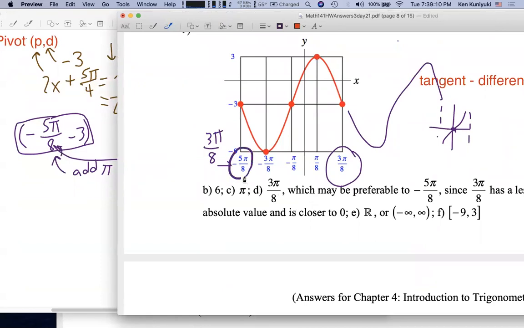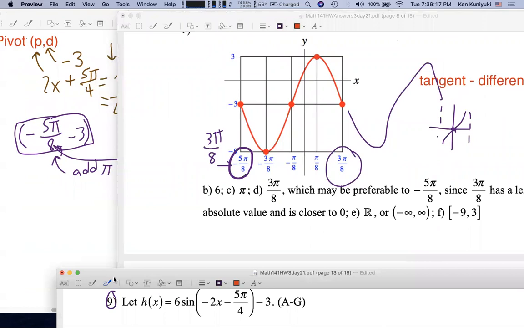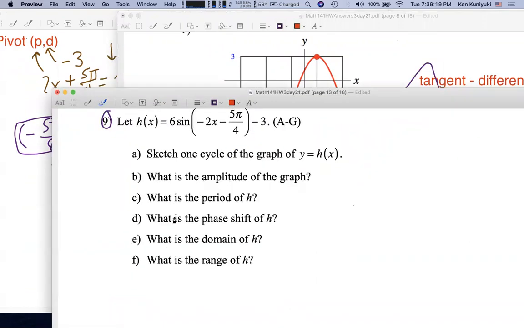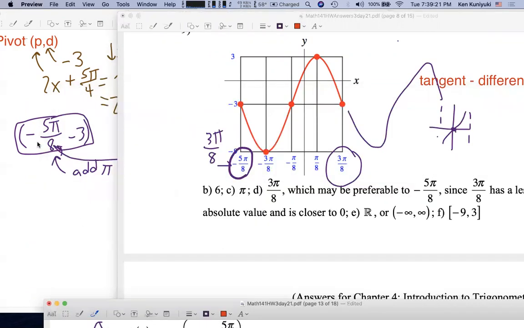That's the leftmost number over here. However, as we said, some books prefer 3 pi over 8 as the phase shift. And in fact, technically, that was the answer I offered for part D, although I would accept either this or the 3 pi over 8. Okay, I chose -5 pi over 8. I'll put that at the leftmost grid line, all right?